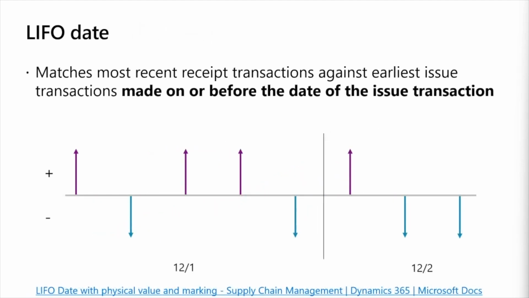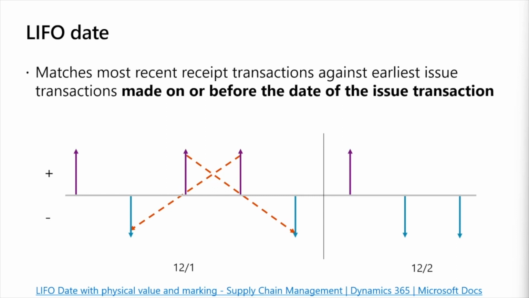LIFO date is an inventory model based on the LIFO principle. Again, issues from inventory are settled against the last receipts into inventory based on the date of the inventory transaction. The key difference between LIFO and LIFO date is that we perform the LIFO principle 1 day at a time rather than for the entire period. In our example here, we apply the LIFO principle to the issues on 12/1 first. You can see that the first issue on 12/1 is settled against the last receipt on 12/1. And the next to last receipt on 12/1 is settled against the second issue that happened on 12/1.